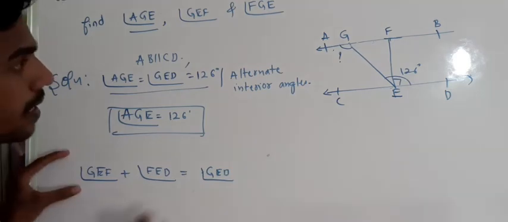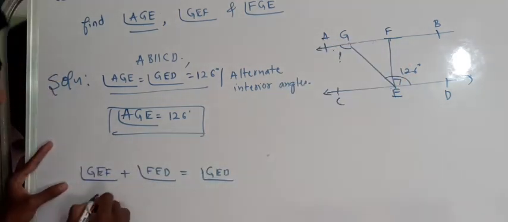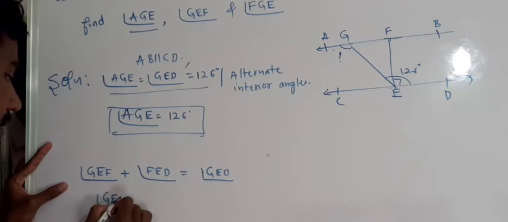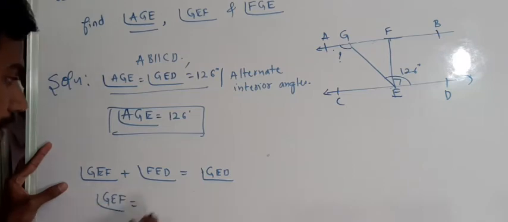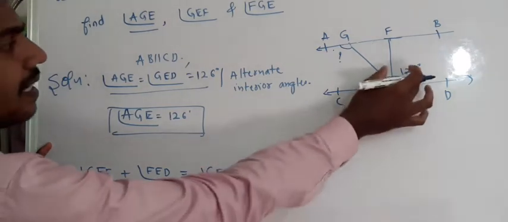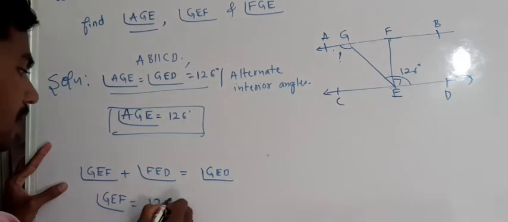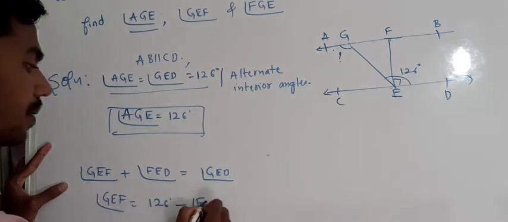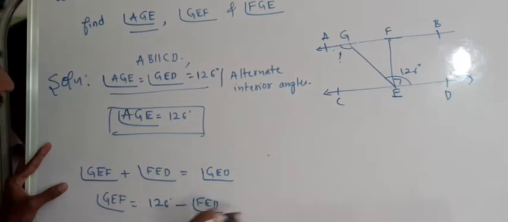Now, what is angle GEF? We don't know, we need to calculate it. It is equal to angle GED, which is 126 minus angle FED. This I have transferred to the left hand side.